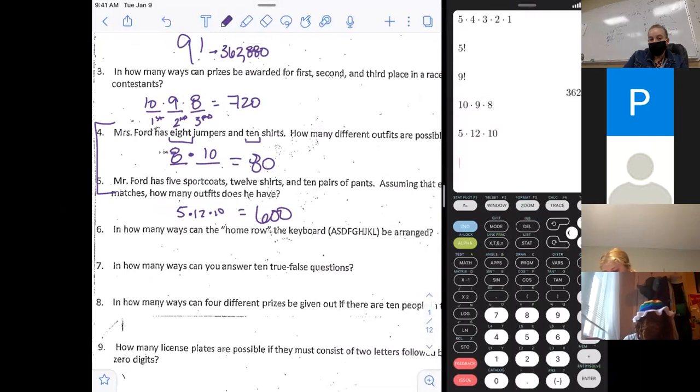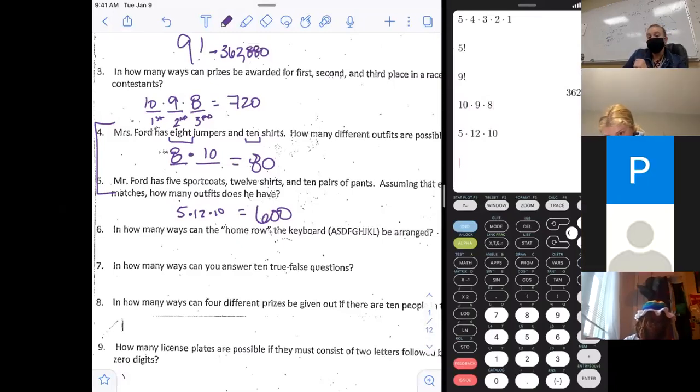All right, number 6. In how many ways can the home row of a keyboard be arranged? I don't know how many of you guys took typing, but that's where your hands always stay. A, S, D, F, G, H, J, K, L. How many letters are in the home row? Can someone help me out? 9. 9, good. So we're arranging those 9 letters.